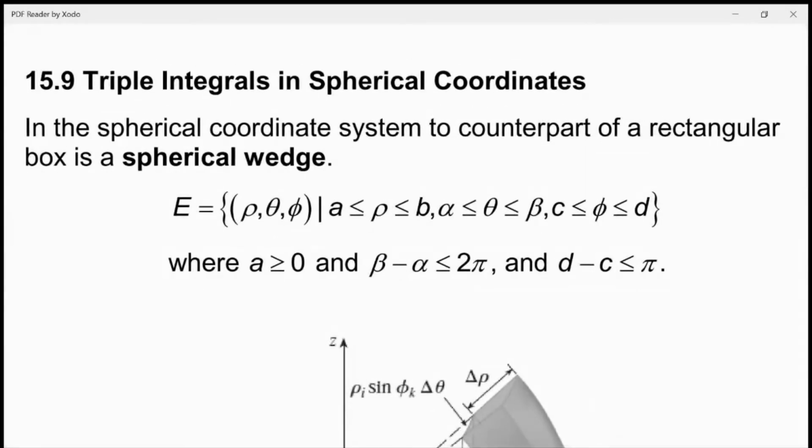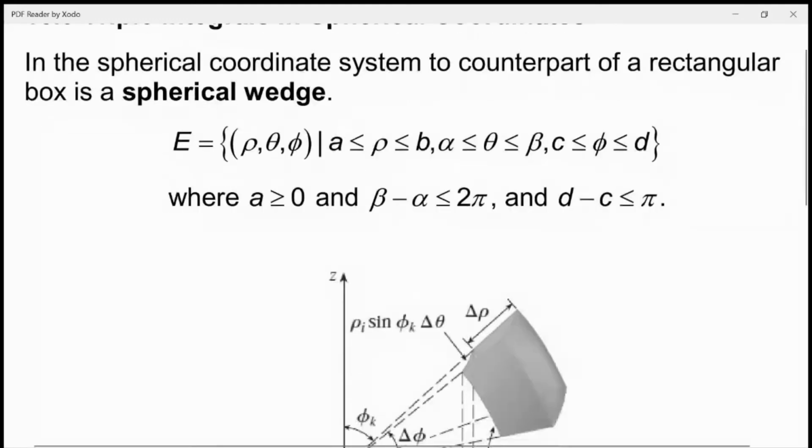Okay, so the whole idea behind this is we're still trying to solve triple integrals. And for the most part, we're going to talk about this from the perspective of volumes because we're talking about the basics of triple integrals in spherical coordinates.